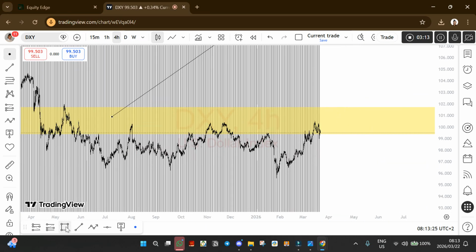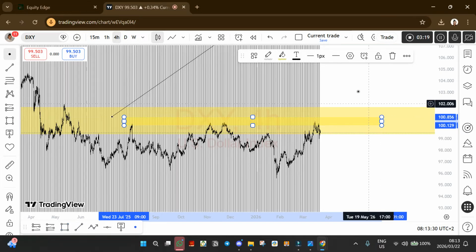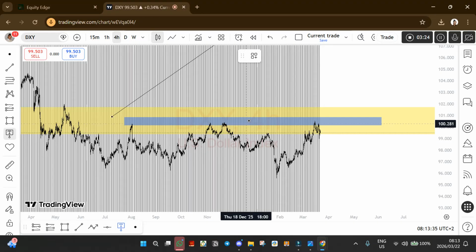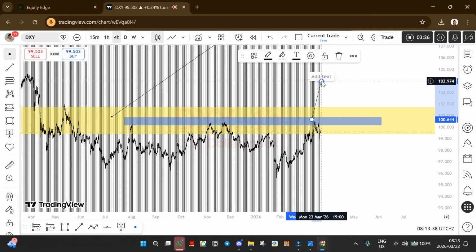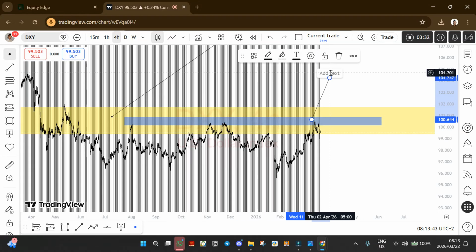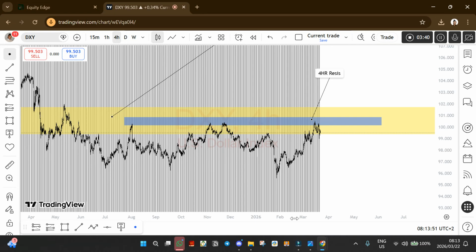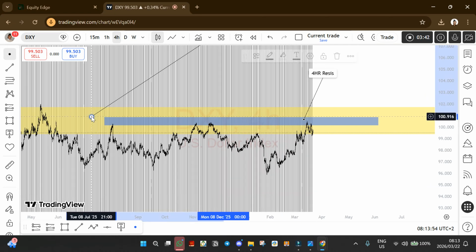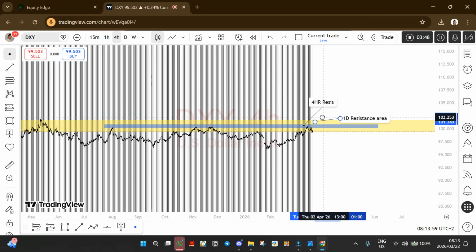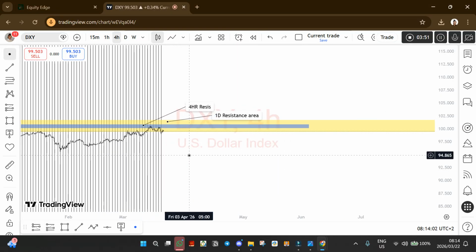Cool. The 4 hour chart is a little bit more accurate, right? On the 4 hour chart we see over there, there is this 4 hour resistance area. It's a 4 hour resistance area. Let's do this. Let me bring it closer, put it into the frame.